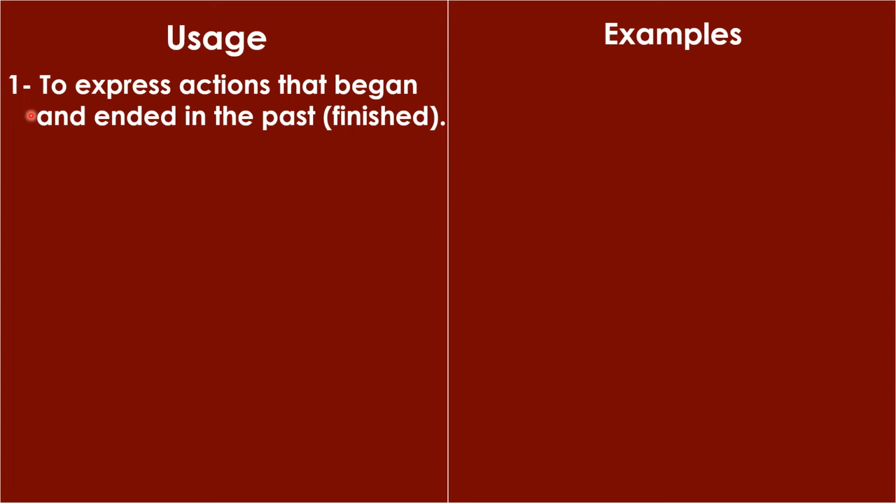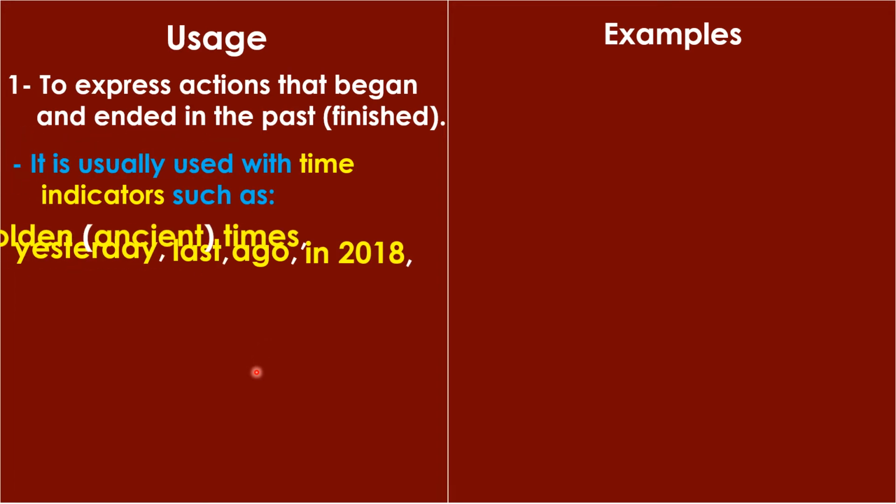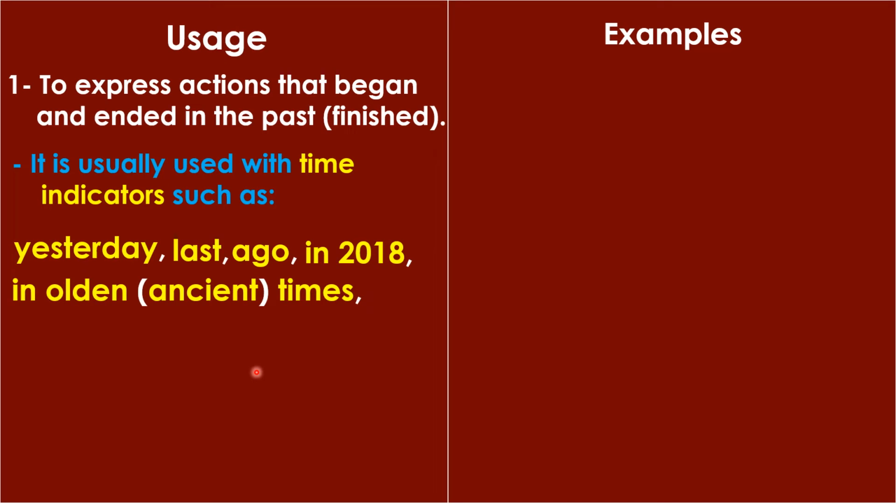We use the past simple to express an action that began and ended in the past, or a finished action. طبعا احنا هنتكلم وقت عن استخدامات الماضي البسيط. الماضي البسيط بيستخدم للتعبير عن حدث بدأ أو انتهى في الماضي، حدث منتهي. It's actually used with time indicators such as. دي طبعا الكلمات الدالة على الزمن. We've got yesterday, last, ago, in 2018, or any past date. طبعا 2018 أو أي تاريخ ماضي يعني.